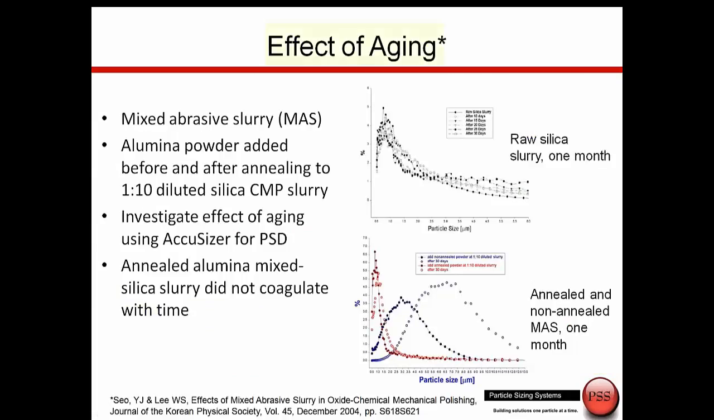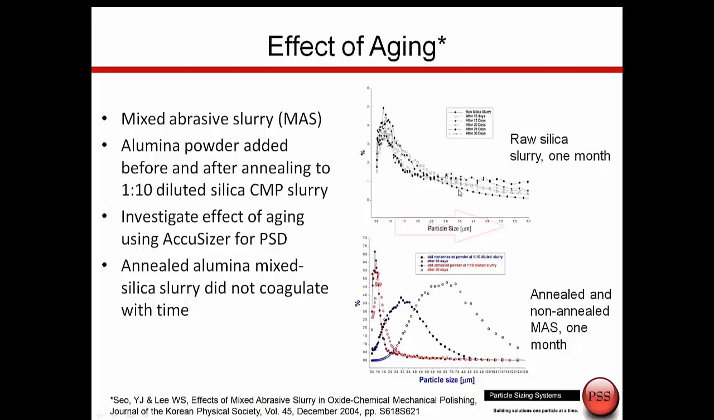Another way we might want to use particle counting of the AccuSizer is to look at the effect of aging of the slurry. A new slurry probably has better health than a very old one, kind of like the rest of us. In this particular study, this was a mixed abrasive slurry. It started out as a silica slurry, and what you see here is particle size, and this is the raw data, and then they just measured it over a month.